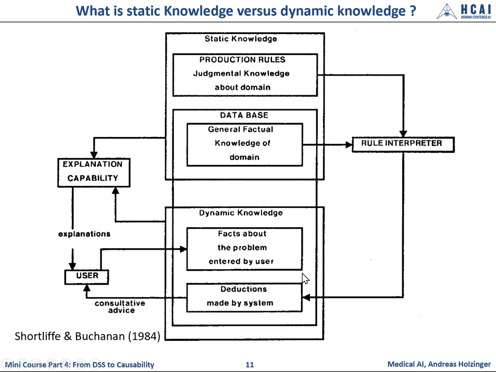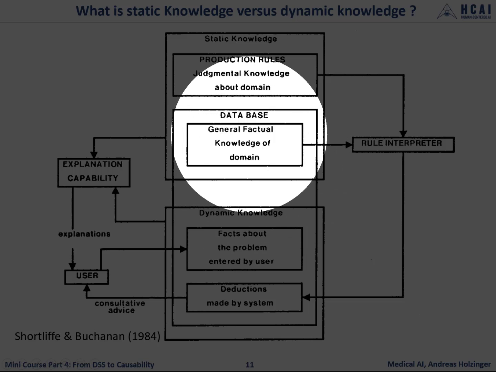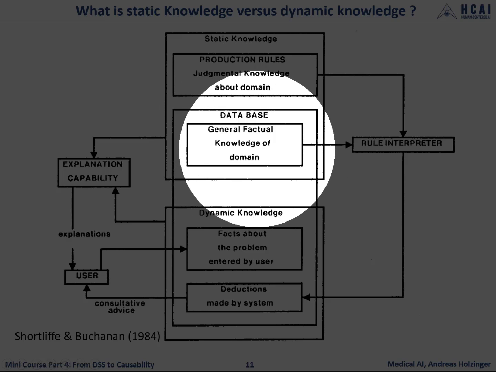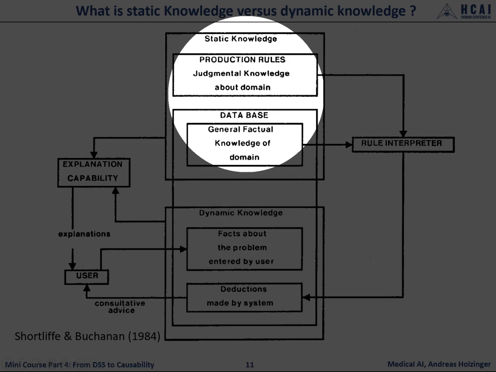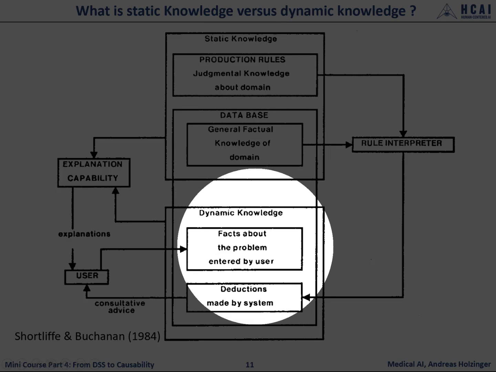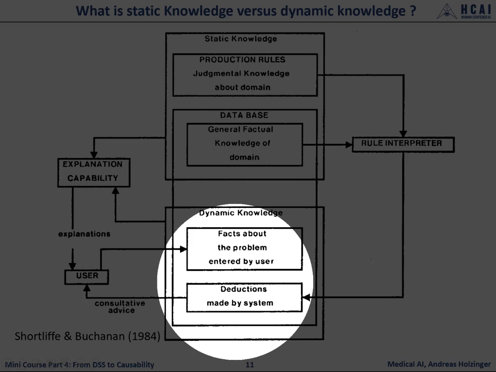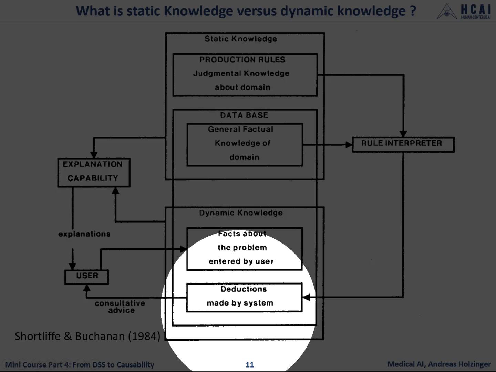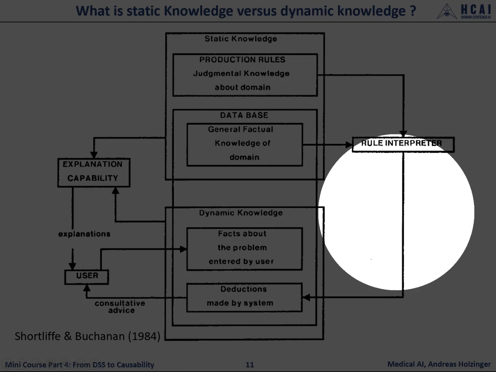So what is then static knowledge and dynamic knowledge? So here you see the database with the general factual knowledge of the domain, here the biomedical domain. And then you have these production rules. This is called static knowledge in this system. And then you have dynamic knowledge. That means constantly in interaction with the user. You have facts about the problem entered by the user. You deduce, which is retrieved from the system by the rule interpreter, and so on.